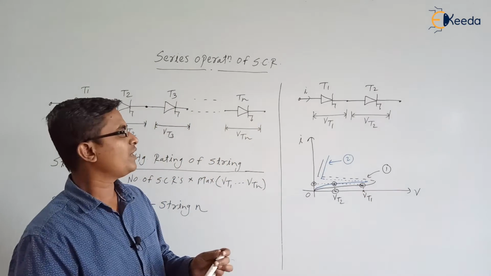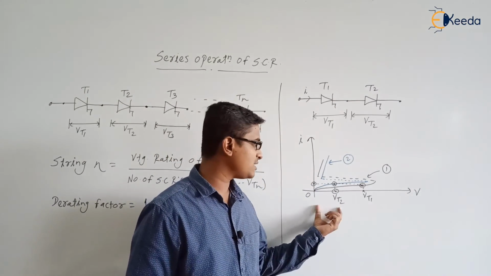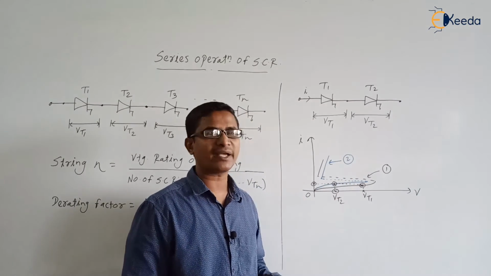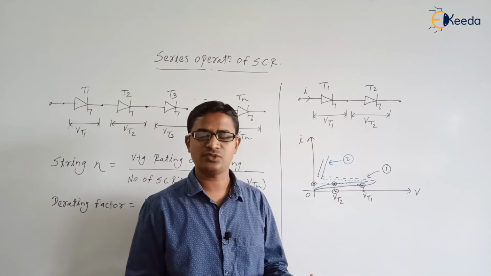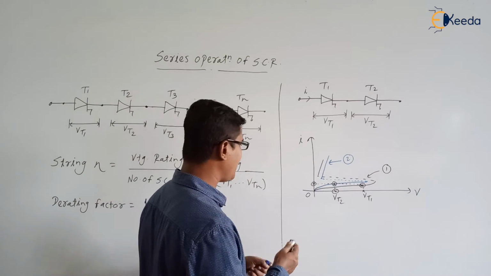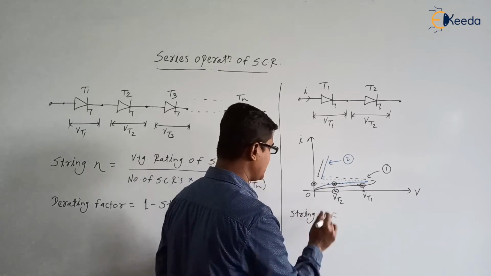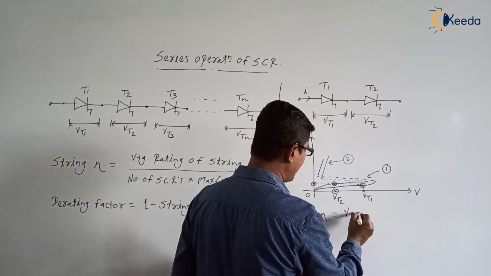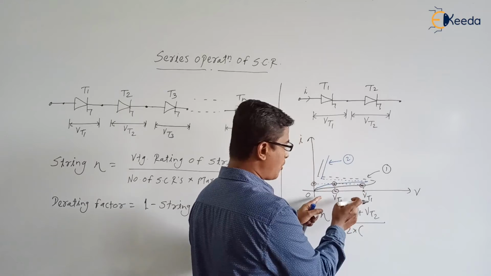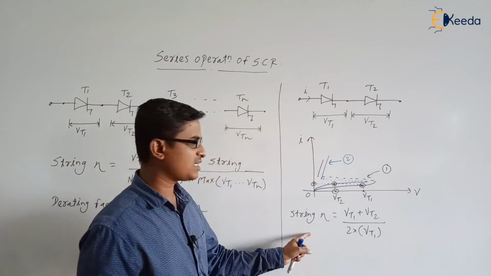Are you getting the point? When both the SCRs have different VI characteristics, then the voltage shared by the SCRs will be different. If both the SCRs have identical VI characteristics, then the voltage shared by the SCRs will be the same. So what will be the string efficiency? String efficiency in this case is equal to the string voltage, VT1 plus VT2, divided by the number of SCRs, 2, into what? Out of these two, which one is maximum? It is VT1. So this is the string efficiency.